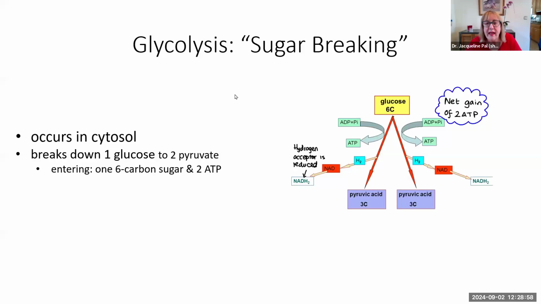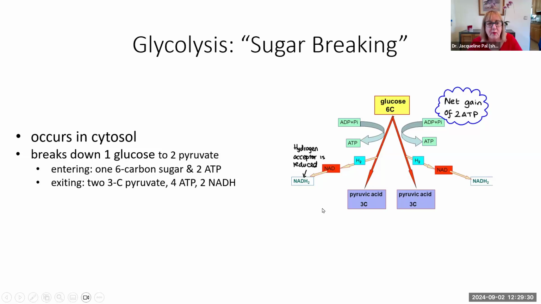Okay. So we enter with a glucose. So refresh your memory. Glucose was C6H12O6. So it's a 6 carbon sugar. When we break it in half, that means we're going to have two molecules, each of which are going to have 3 carbons. Over here, they're written as pyruvic acid. That's another name for pyruvate. And doing this process, we're going to end up with two pyruvates.